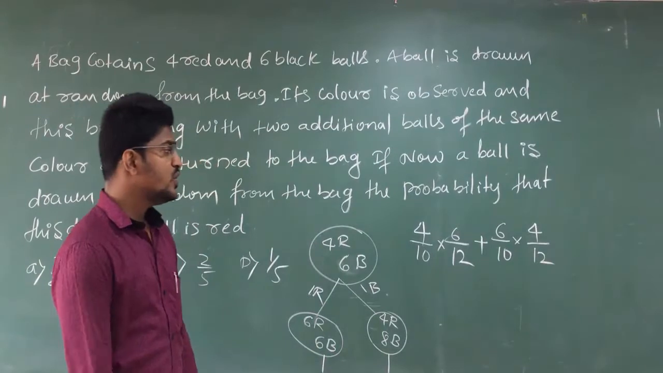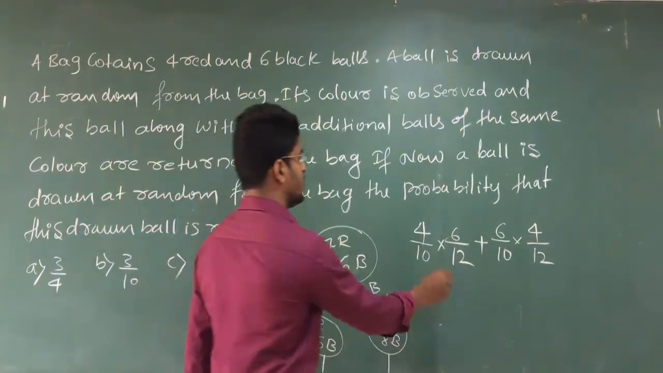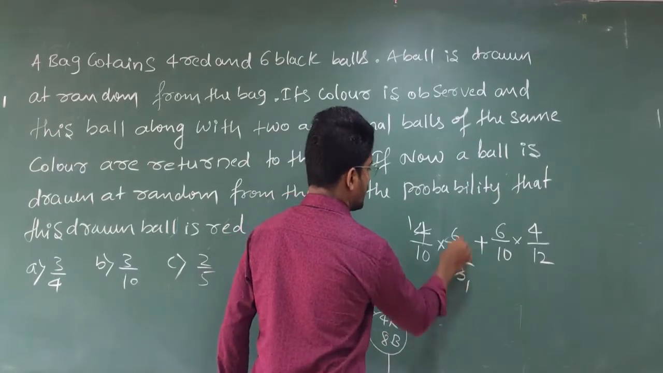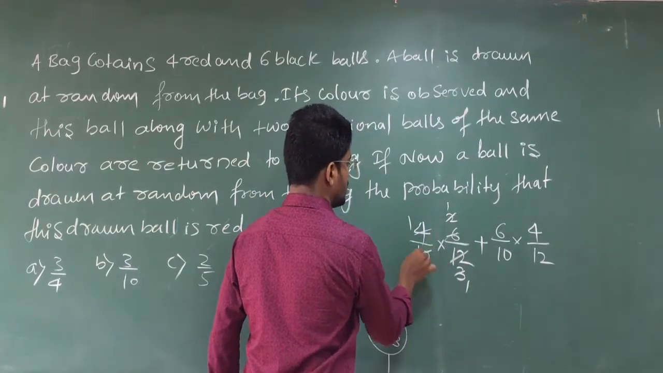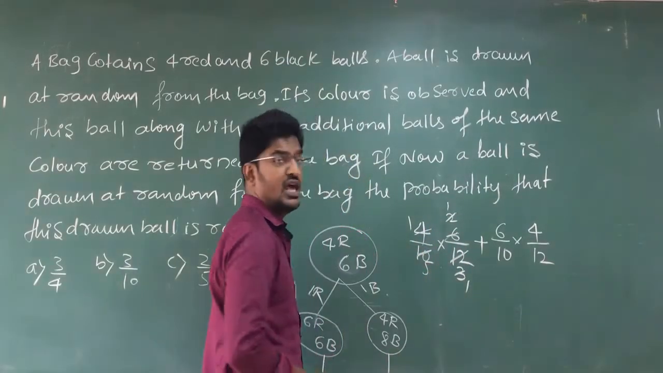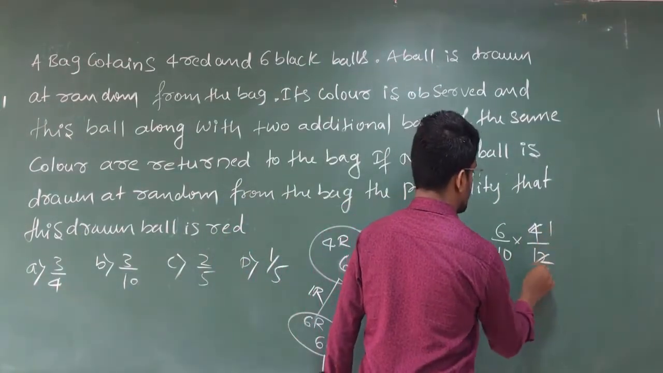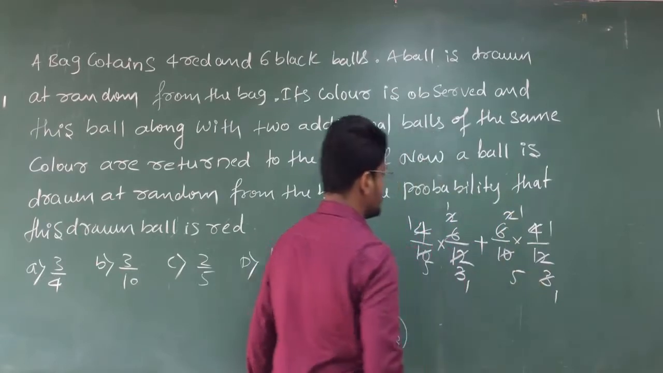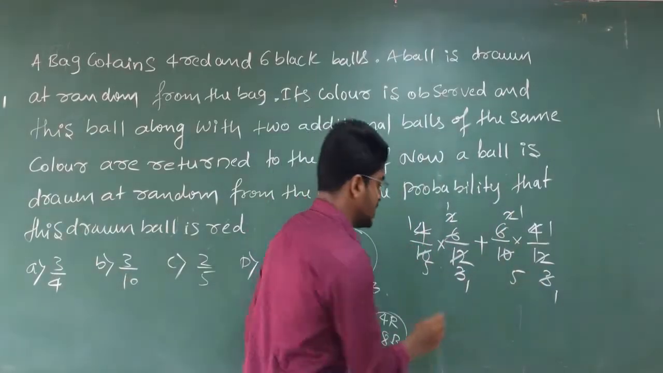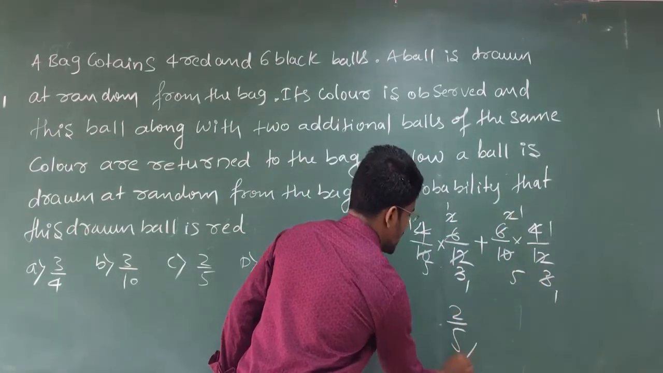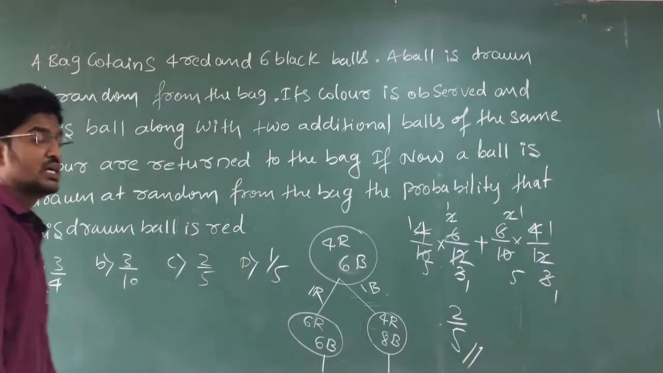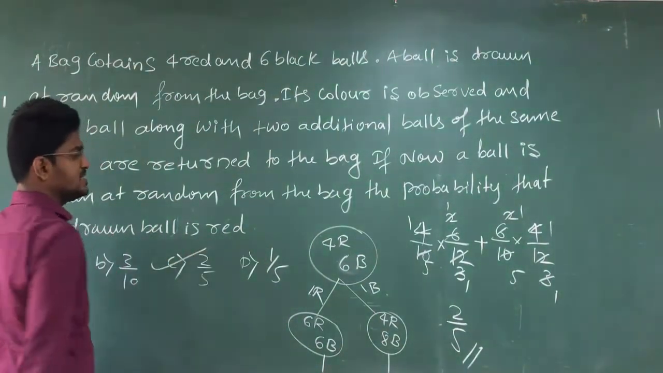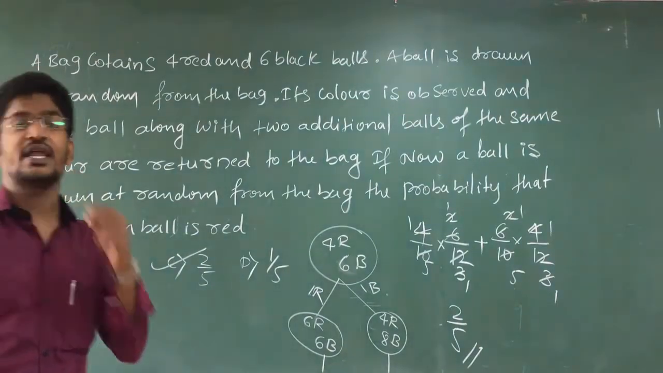So now you have to simplify this. It will be 4 into 1, 4 into 3, 3 into 1, 3 into 2, 2 into 1, 2 into 5. Here also the same. So that is 1 by 5 plus 1 by 5 is 2 by 5, which will be the correct answer. Clear, students? So that is option C. 2 by 5 is the correct answer.